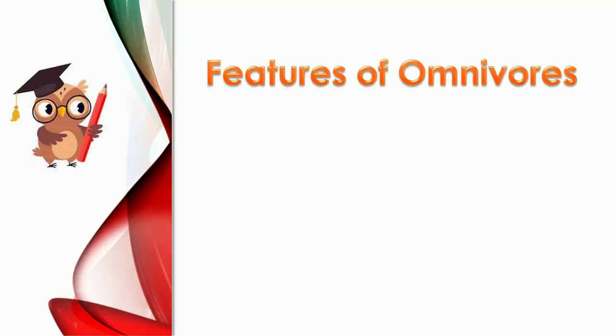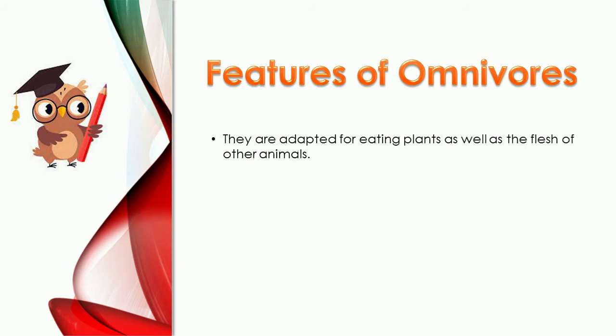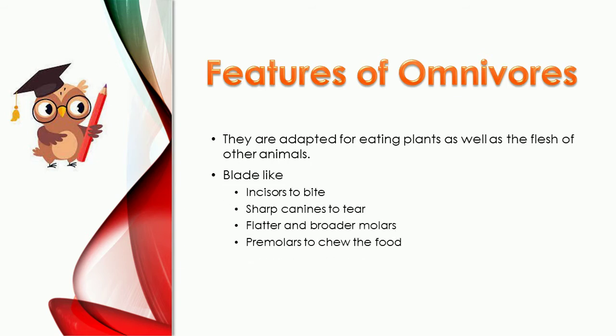Features of omnivorous. They are adapted for eating plants as well as the flesh of other animals. Blade-like incisors to bite, sharp canines to tear, flatter and broader molars and premolars to chew the food.